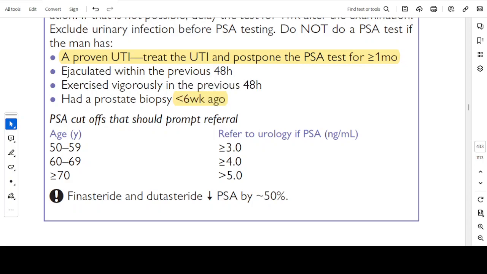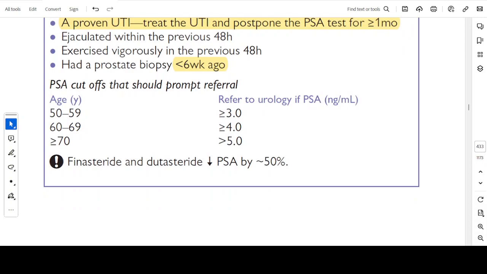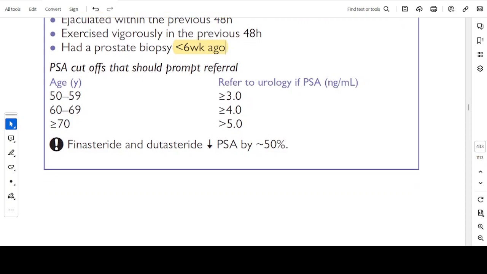PSA cutoffs that should prompt referral: age 50 to 59, more than 3.0. Refer to urology if PSA is more than 3 in the 50 to 59 years age group, more than 4 in the 60 to 69 years age group, and more than 5 in the 70 years and above age group. Finasteride and dutasteride decrease the PSA by around 50%.